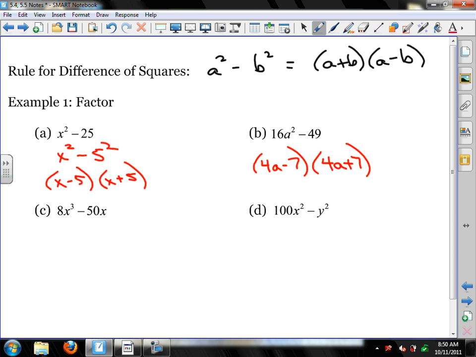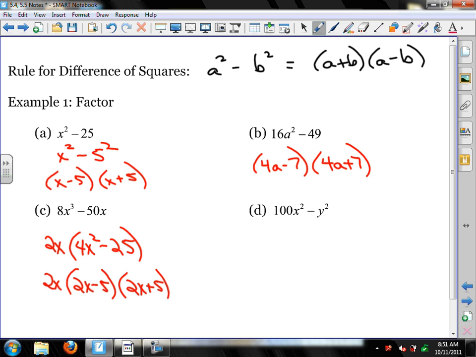We don't have a difference of squares right now, do we? 8 is not a perfect square, x cubed is not a perfect square, 50 is not a perfect square. Just like we talked about last time, always look for a common factor first. If you have a common factor, you want to take it out. In this case, 2x. And now we do have a difference of squares. So 4x squared minus 25 is a difference of squares. It would be 2x minus 5 and 2x plus 5.